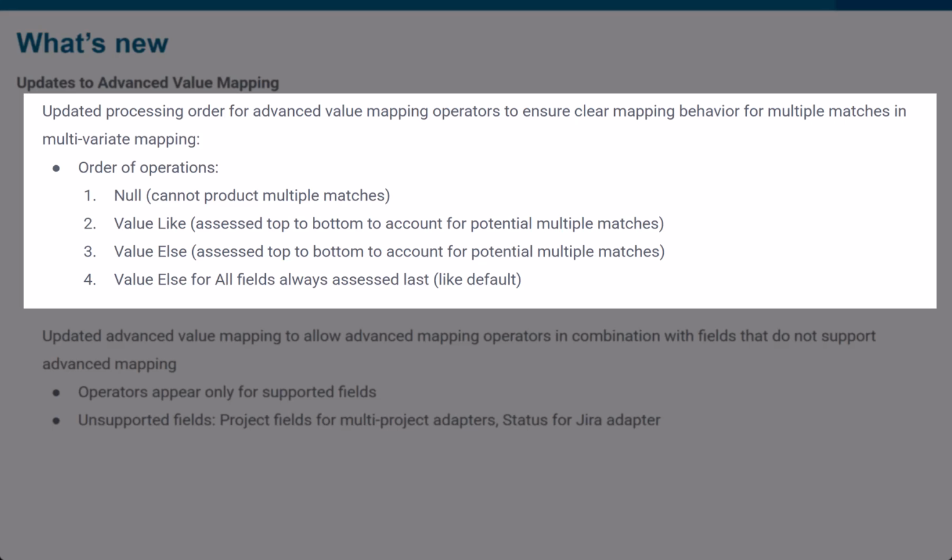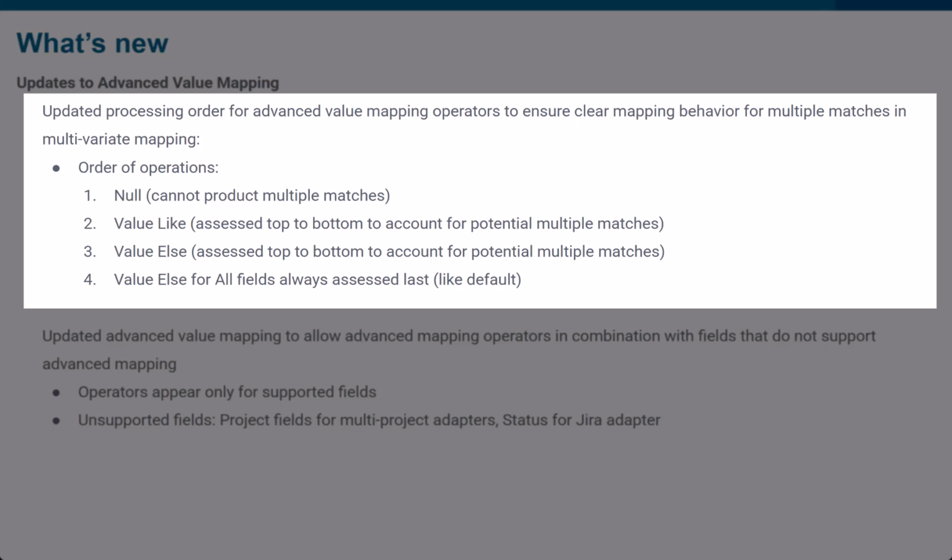The first one that's assessed is null. This can't produce multiple matches, and so it's treated like a standard value mapping. Then we look at the value like statements, assessing them from top to bottom. This is where it is very easy to create multiple matches because you could have a value like statement against two different fields, or you could have a narrow value like statement and a broad value like statement and easily match both of them. So this will assess it top to bottom and it will stop at the first match that it gets.